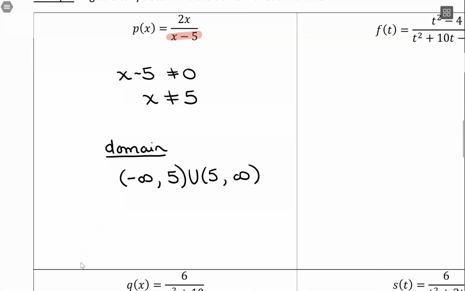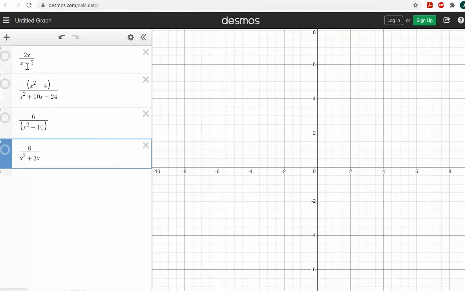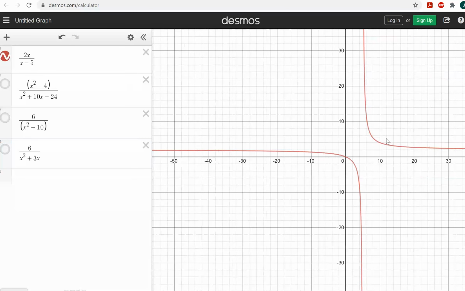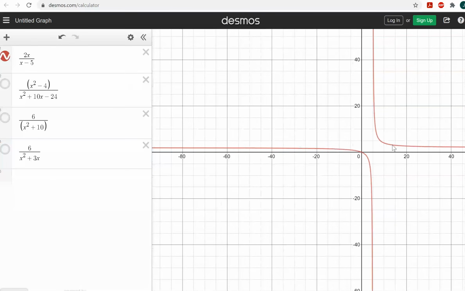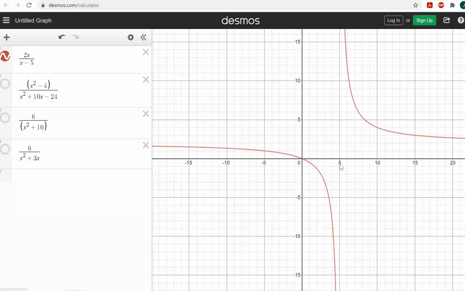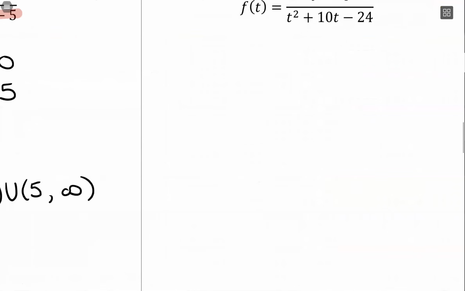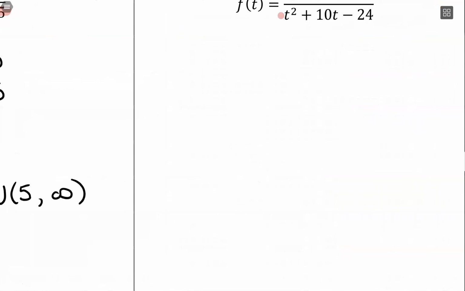So let's look at the graph. We're looking at 2x over x minus 5. We can see it has that rational function shape of 1 over x, and there's one spot that it's not defined, and that's at x equals positive 5. That's where our vertical asymptote comes in, at that vertical line at 5. So there's that function.